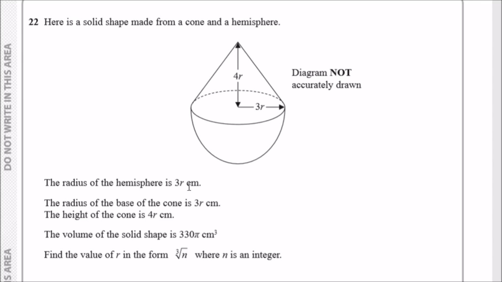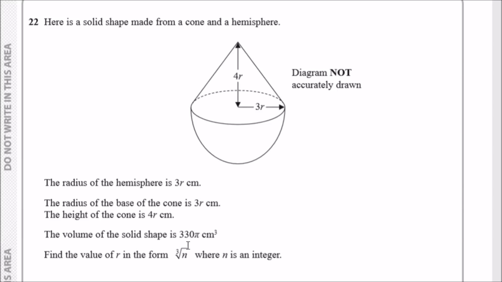Number 22. So here is a solid shape made from a cone and a hemisphere. Okay, so hemisphere is simply half a sphere, and we're given volume equations right in the beginning of the book. Now, let's check this out. The radius of the hemisphere is 3r, good. And the height of the cone is 4r, so that's usually h, but given this information.